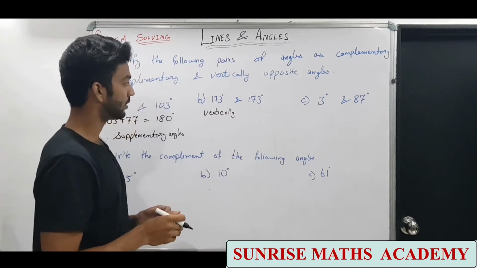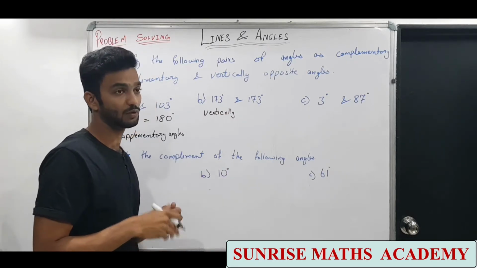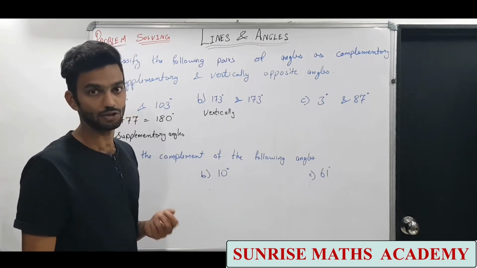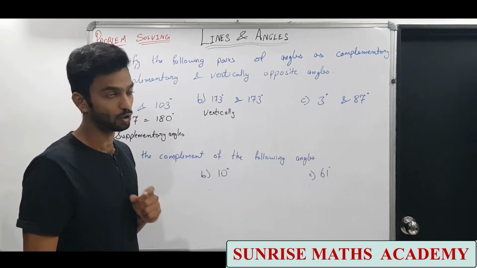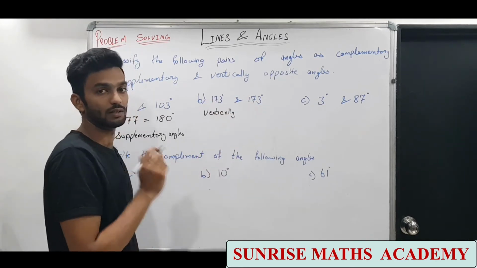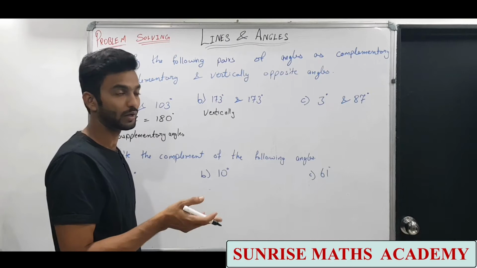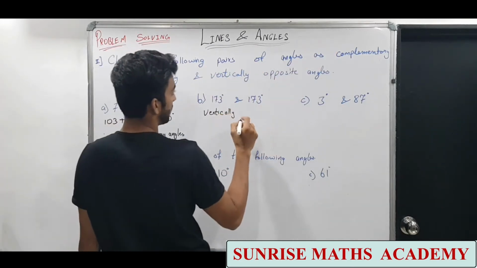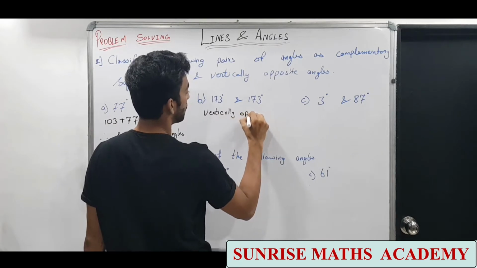We can check it. It can happen that it is given 45, 45. Now they can be vertically opposite also. 45, 45 addition is 90. So they can be complementary also. Here 173 plus 173 is neither going to be equal to 90 nor 180. So they are not going to be complementary or supplementary. They are vertically opposite angle.